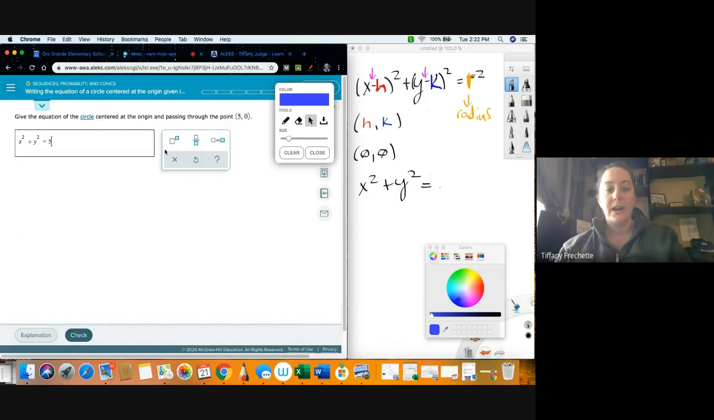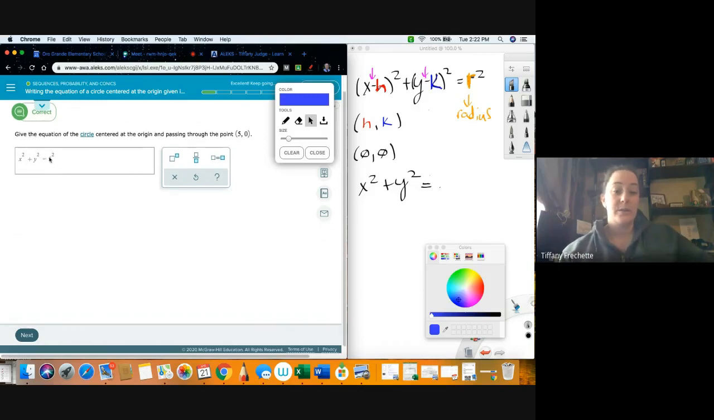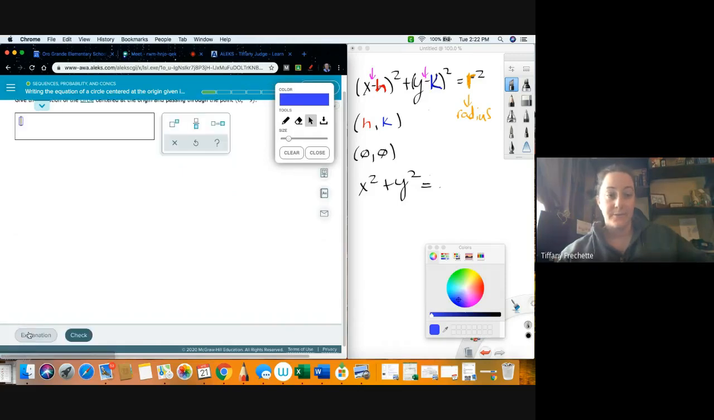So that would be 5 squared. But I don't believe they'll take this. Let's see if they will. Oh, so they'll take it that way too. So you actually don't even have to square the radius. You can leave it as 5 squared. You could also type it in as 25. I believe because the explanation showed us to square it, it'll take it either way. All right, let's go to the next one here.